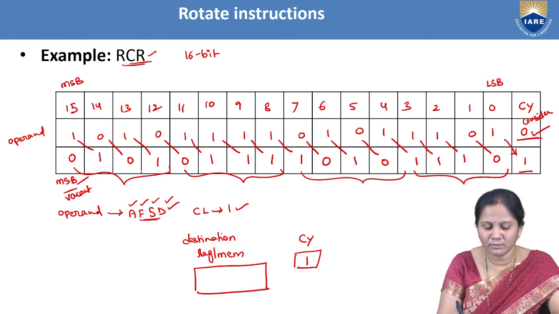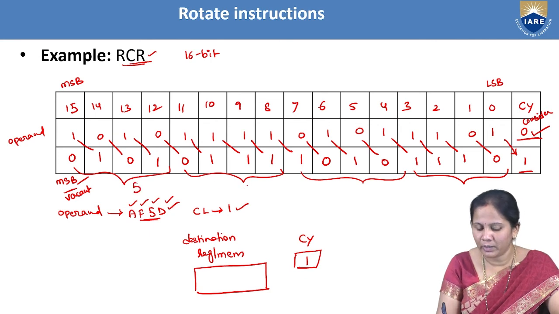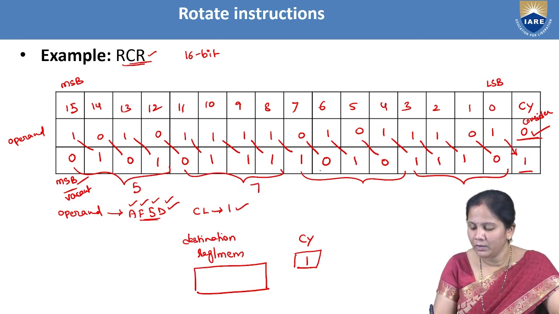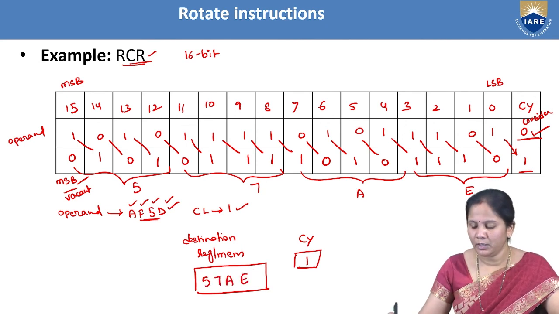So 0, 1, 0, 1, it is 5. Next 0, 1, 1, 1, 7. 1, 0, 1, 0, it is A. And this is E. So here 5, 7, A, E. Now, so this will be the destination operand.